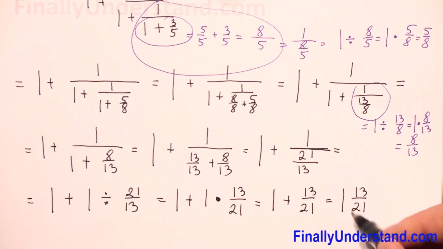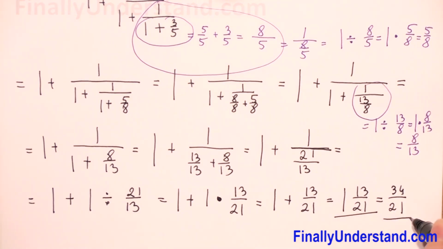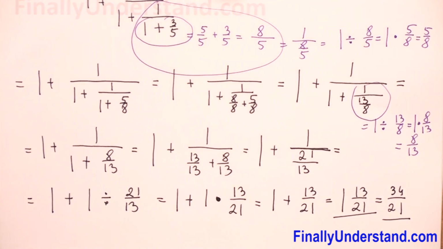Or you can change to an improper fraction. 21 times 1 is 21 plus 13 is 34 over 21. This solution or that is correct. This is my solution.